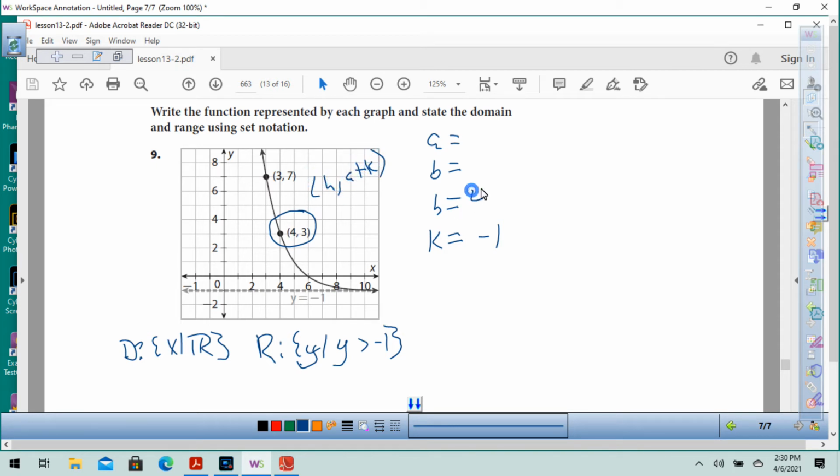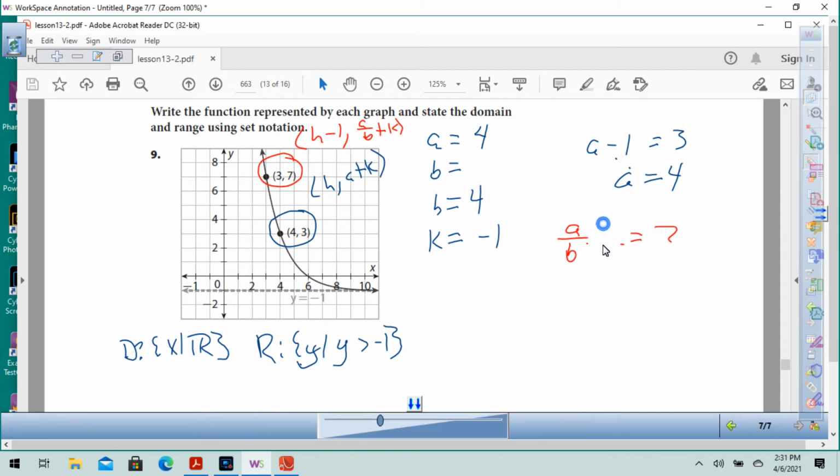So that gives us H is 4, and then A plus K equals 3. Well, we know K is -1, so that's like A minus 1. Let's add 1 to both sides, and we get A equals 4. That just leaves B. Well, if you look at this point here, this is supposed to be H minus 1 and A over B plus K. So we got A over B plus K equals 7. Well, we know K is -1, so that's going to be -1. We know A is 4.